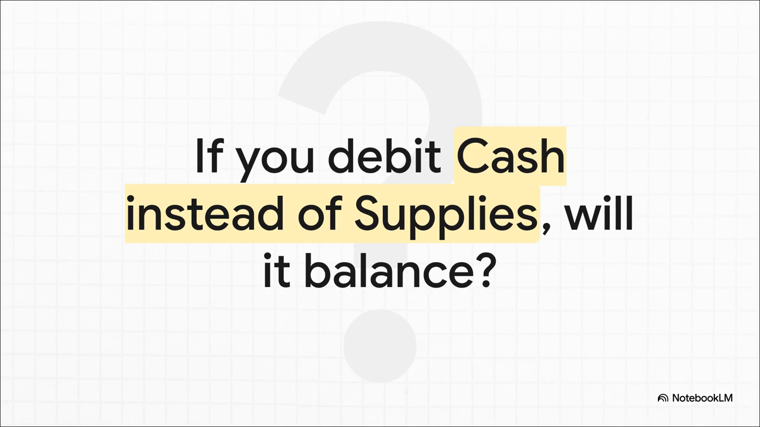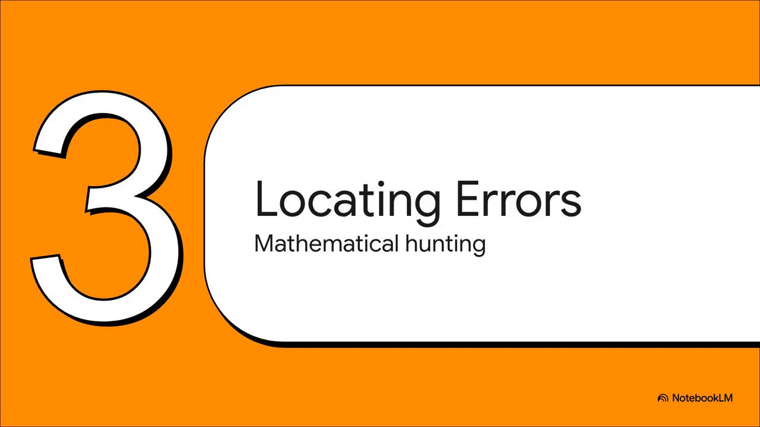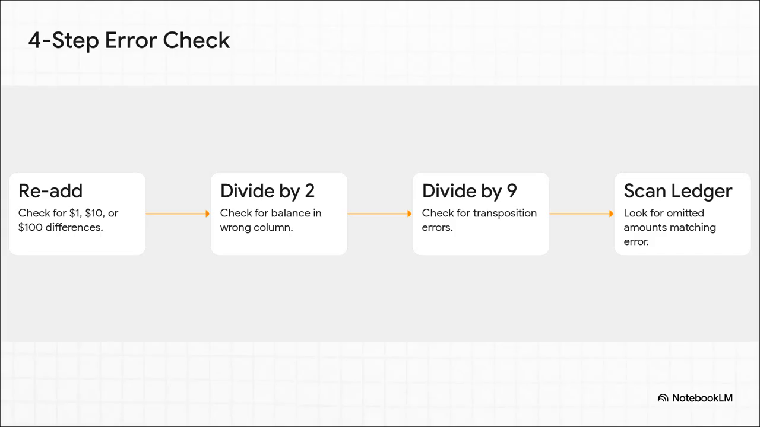This is exactly why you can't rely on it as proof that your accounting is totally flawless. Moving on to Section 3, locating errors. It's time for some mathematical hunting. So what do you do when the columns literally don't match and the math fails? You bust out your accounting detective toolkit and execute this 4-step chronological hack.